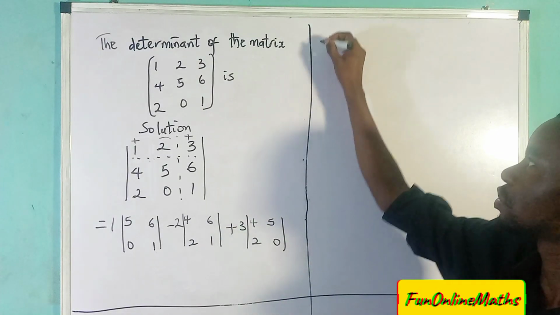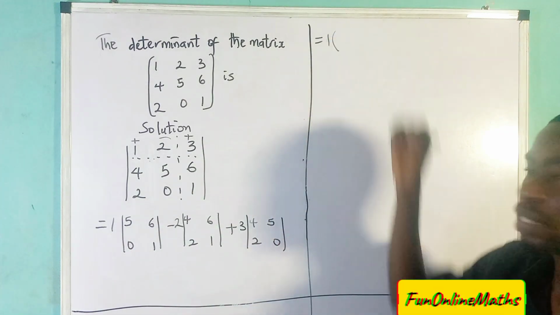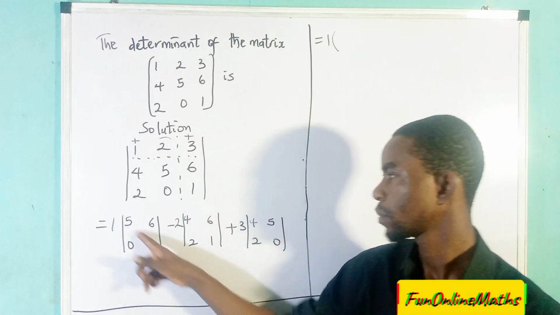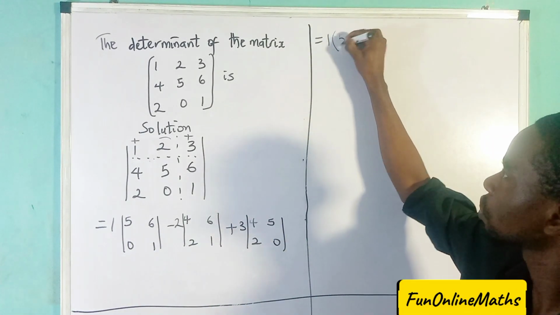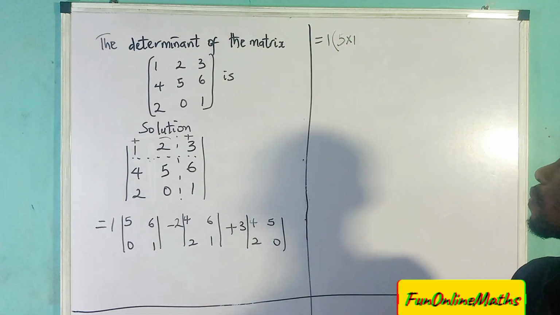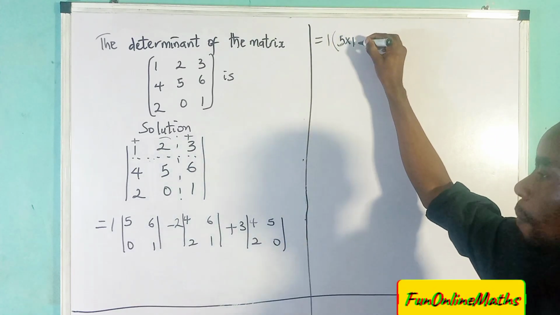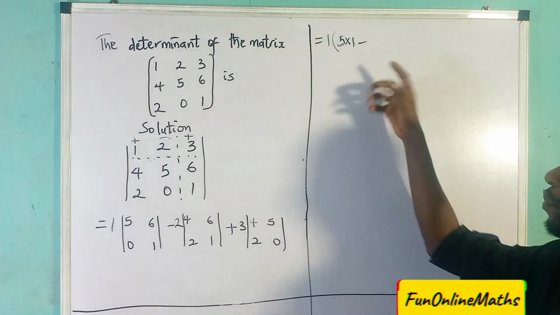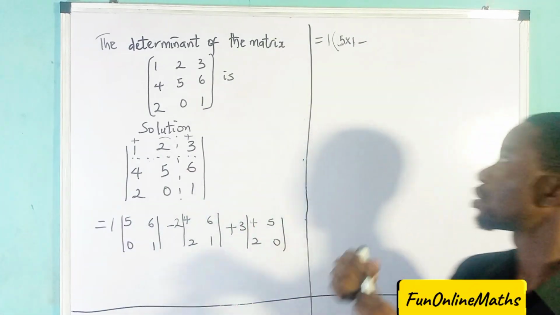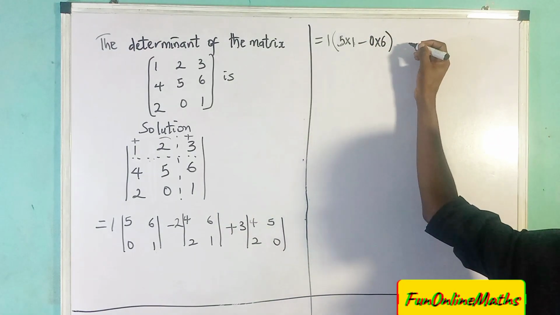Now for the first one, we have 1 already. And this is how we solve it. You're going to multiply this 5 by 1. So that's 5 times 1 minus. If you have multiplied across this diagonal, you're going to subtract the other multiplication, which is 0 times 6. Then you close your bracket.